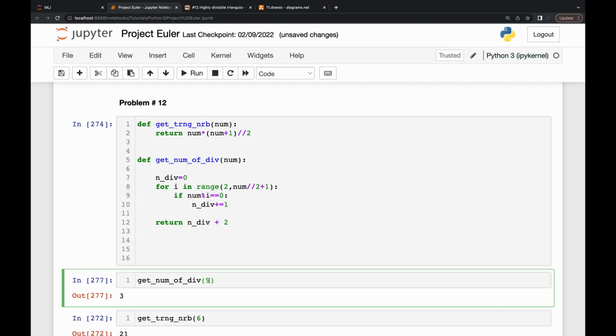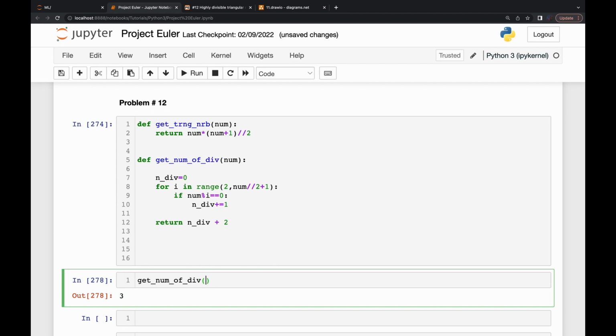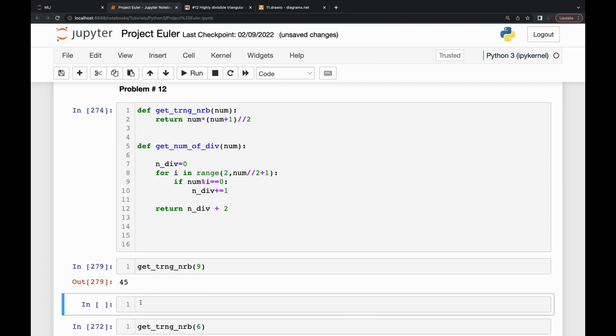Now let's check certain things. For example, let's check the get triangle number of, let's say, 9. So the triangle number of 9 is 45.